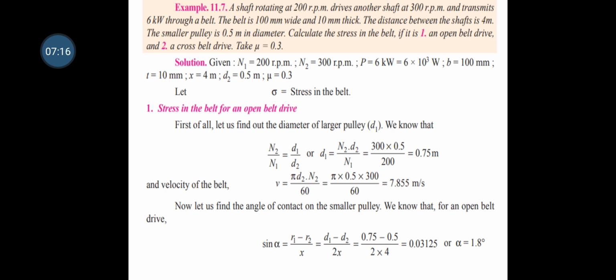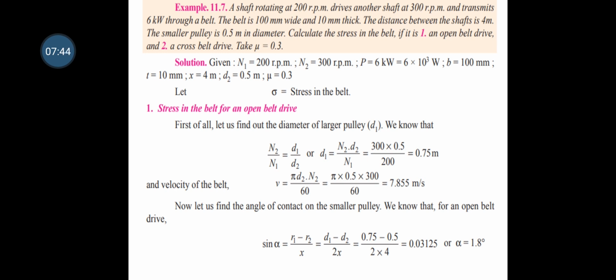Let us find out the diameter of the larger pulley D1. N2 divided by N1 is equal to D1 divided by D2. Substituting the given known values, we get D1 is equal to 0.75 meter, and the velocity of the belt V is equal to pi D2 N2 divided by 60, and V is equal to 7.855 meter per second.